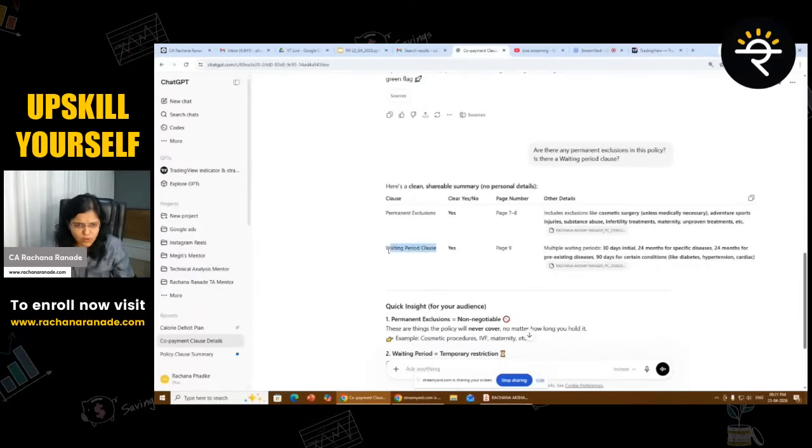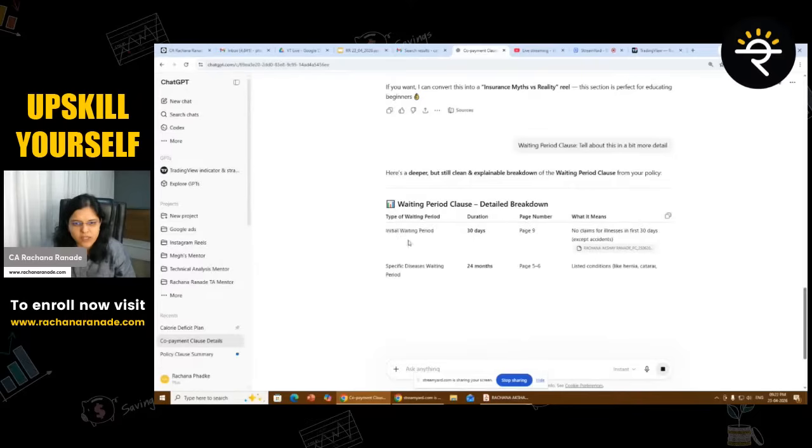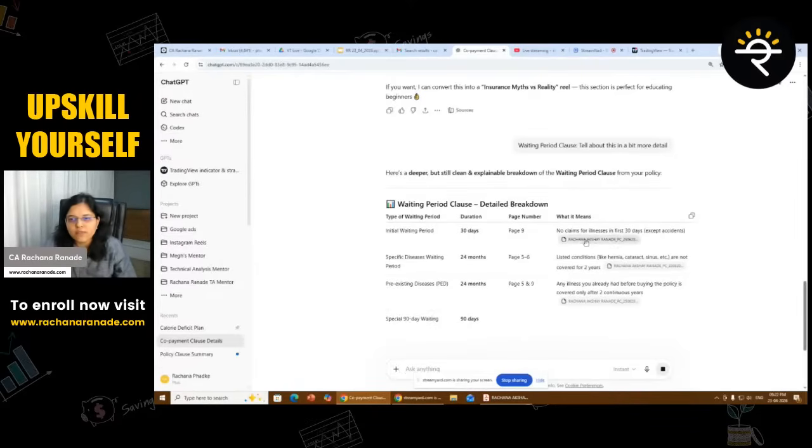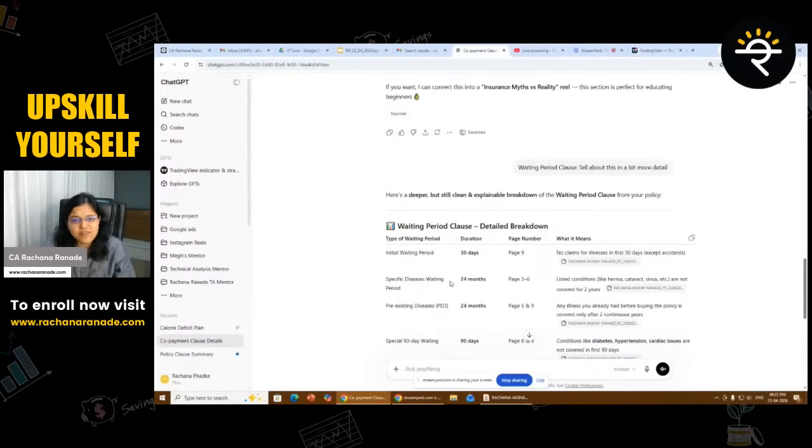So let us say I want to know a little bit more about the waiting period. What I can do is say, just tell me about this in a bit more detail. Now here it says a deeper but still clean and explainable. Initial waiting period 30 days, with page number. No claims for illnesses in the first 30 days except accidents. So for the first 30 days, any health insurance related claim is going to get rejected except if it's an accident related case. Now it says specific diseases waiting periods. For that, it has listed certain conditions like hernia, cataract, sinus.